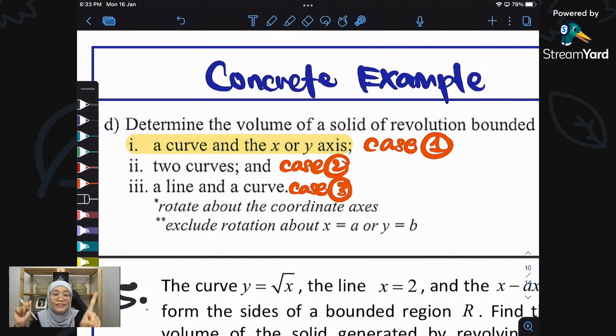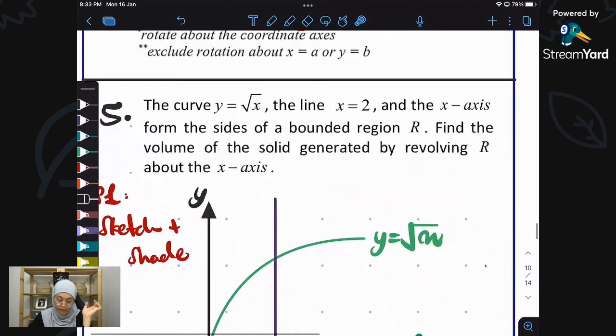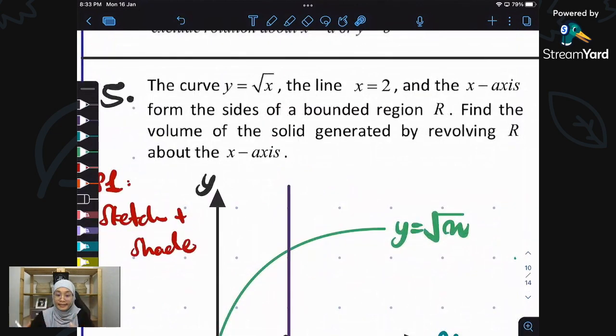Okay, so let's go to the first case. Case number one, a curve and the x-axis. Here we go. So this is the case of the curve and the x-axis, okay? Between the curve and the x-axis. Kenapa saya tahu dan macam mana saya tahu soalan itu adalah case number one? Sebenarnya senang saja. We will only be given a curve, which is y equals square root x, and there will also be the x-axis there.